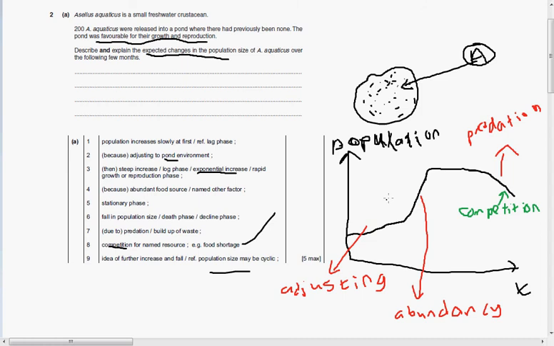And so this can be cyclic. Again they can reproduce, and again it can increase, and so on. That's how it goes. So I hope that was clear. Thank you for listening.